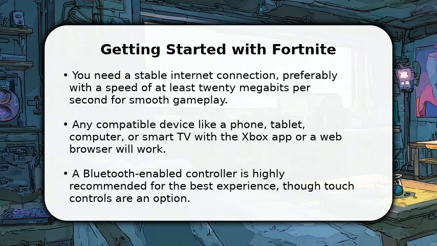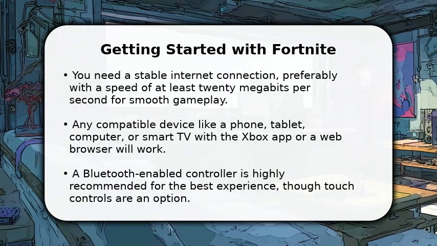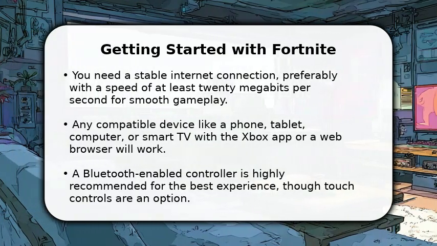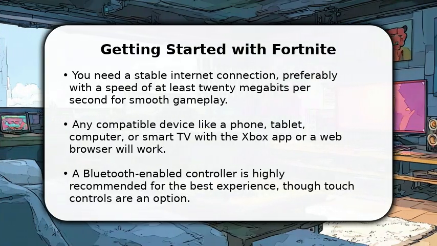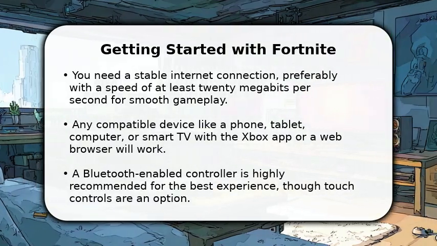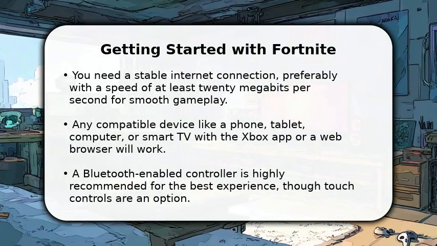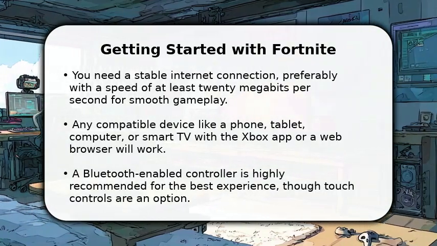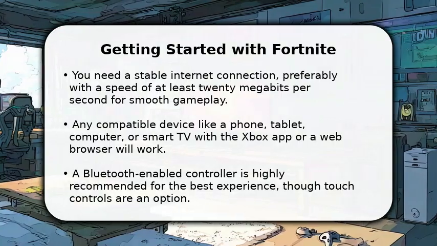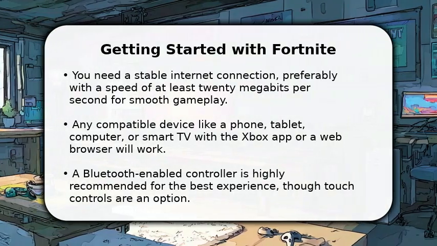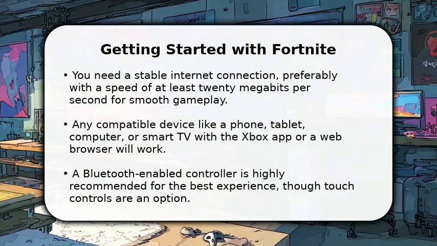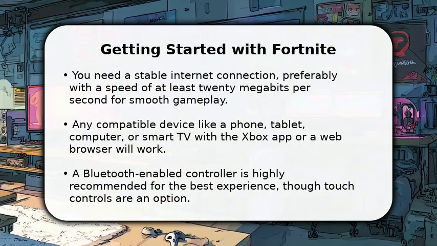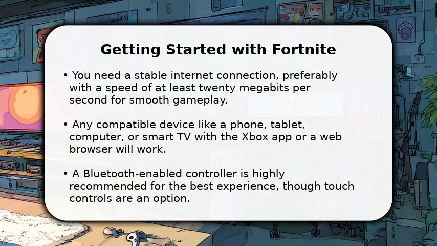In this video, I will explain how to play Fortnite Xbox Cloud Gaming. First, ensure you have a strong internet connection, ideally 20 megabits per second or faster, to prevent frustrating lag. You can use almost any device, from a smartphone to a smart TV, and connecting a dedicated controller will greatly enhance your game. This foundational setup provides the very best starting point for a smooth and enjoyable gaming session.